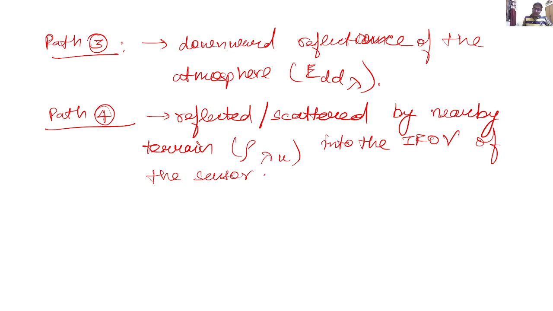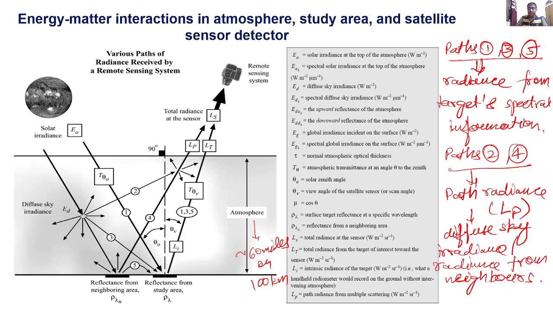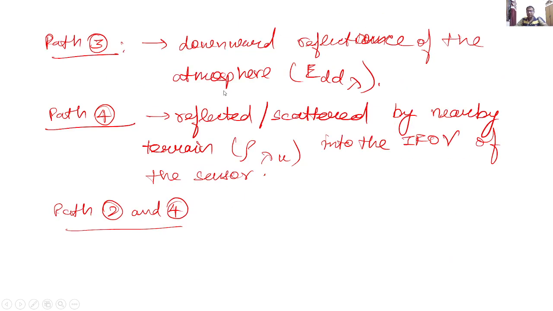One thing you observe is that paths 2 plus 4, what's happening there? Path number 2 and path number 4 don't meet the target at all. They're just going back into the sensor again. So these we term the path radiance. Let us suppose we term it as LP.